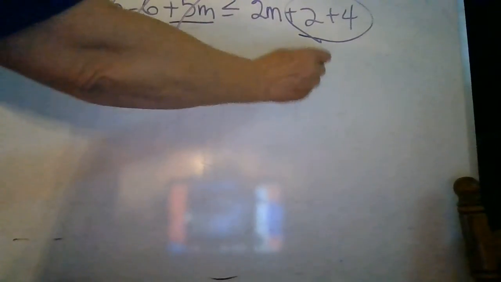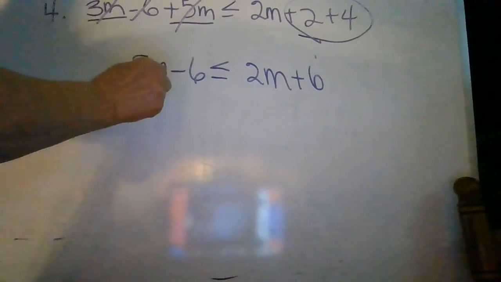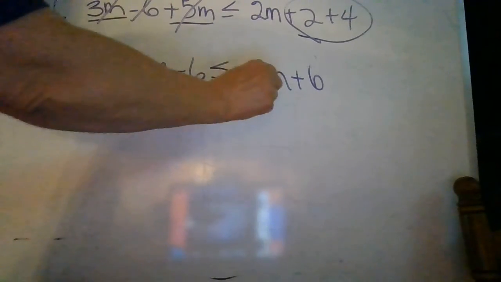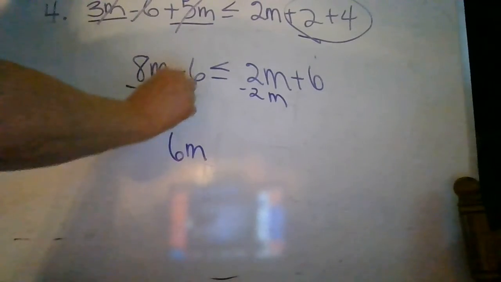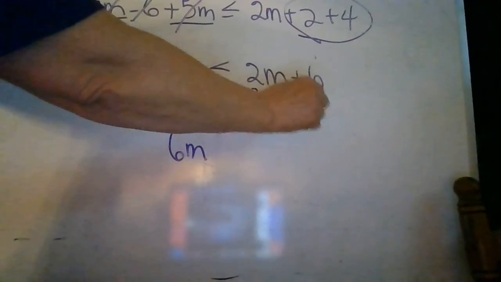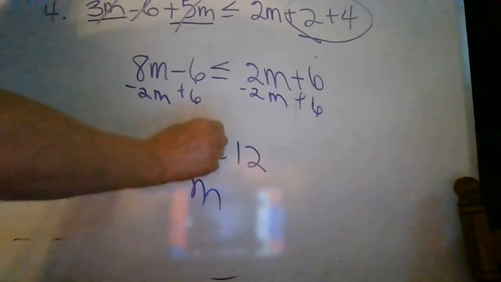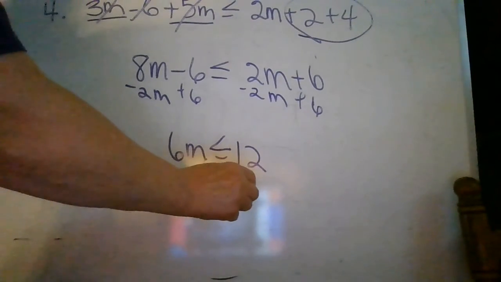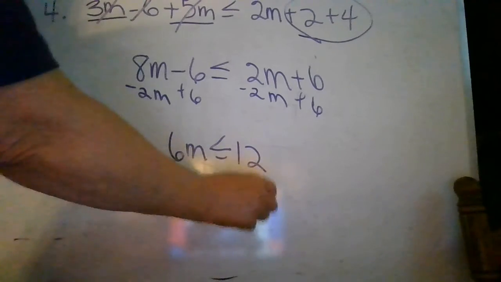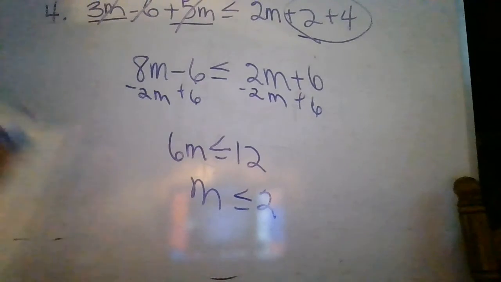I'm going to combine my 2 and 4, so I have 2m plus 6. So I'm going to bring my 2m over here. Subtract 2m from both sides. So I'm going to have 6m, and I'm going to add 6 to both sides. 6m is less than or equal to 12, and m is less than or equal to 2. And that's all you have to do on that one.